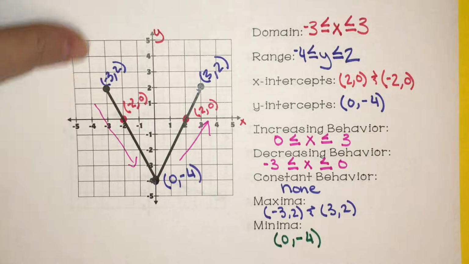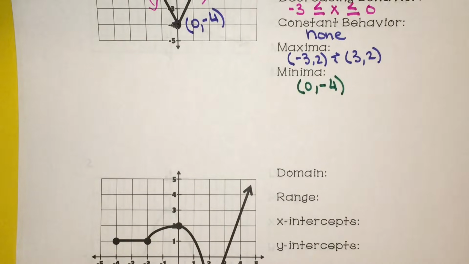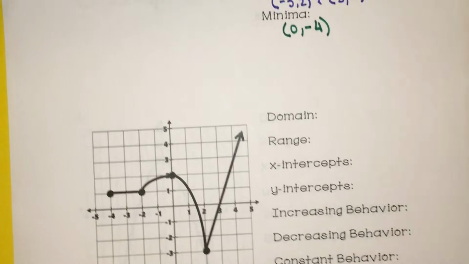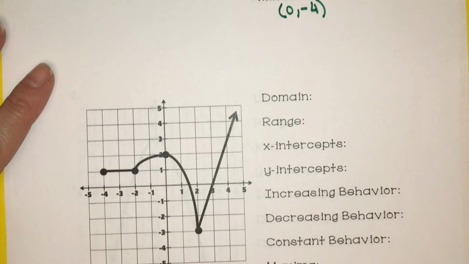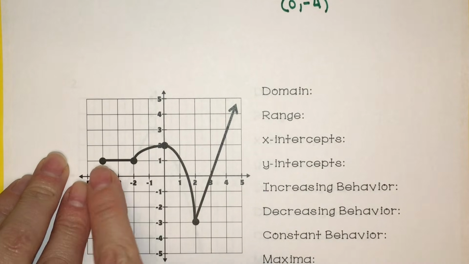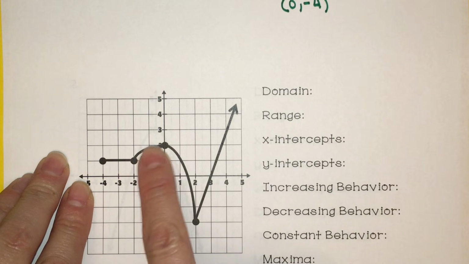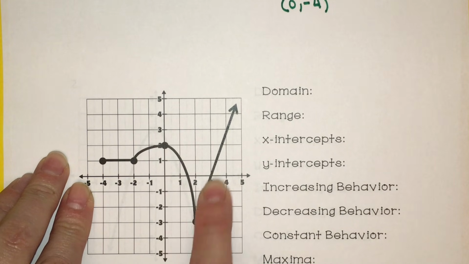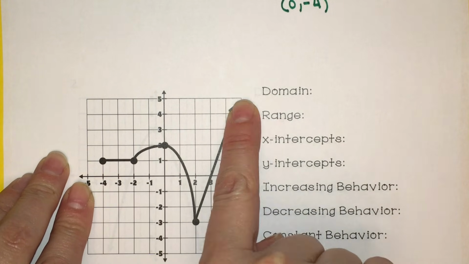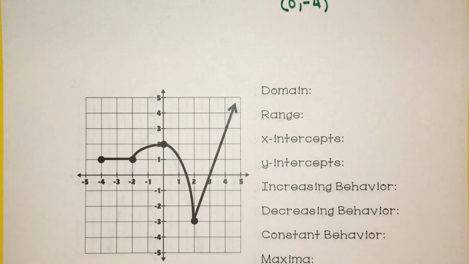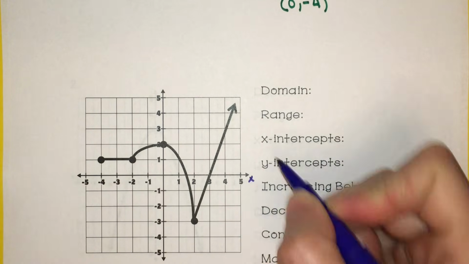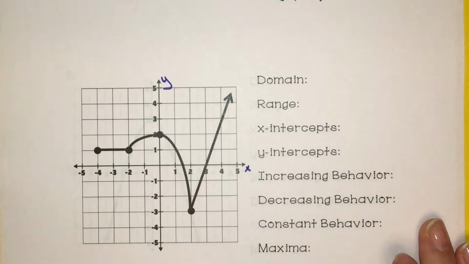All right, let's try one more. I'll let you try a couple. All right, so this one's a little different. We have a flat, horizontal line between 2 points, then it curves up, curves down, and then it continues going straight forever.